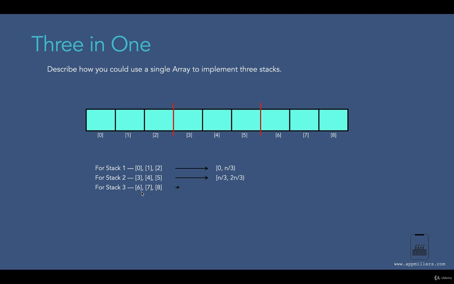Finally, for the last stack, we can write the equation like this. Here, 2 multiplied by n divided by 3 is included, and it goes until n. We know that the number of elements in this case is 9, but the last index is 8, because the index starts from 0. So n itself is not included, because n is 9 and we don't have an index of 9. With this logic, we can divide this array into 3 parts and implement all 3 stacks in this array.